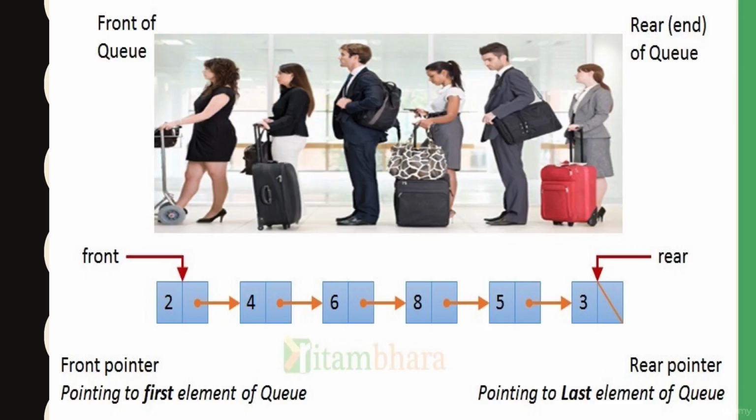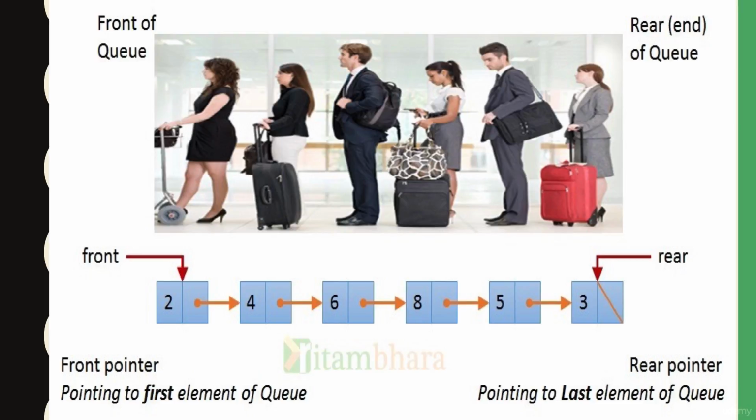So here we have two pointers, front pointer and rear pointer. Front pointer points to the first element of the queue and rear pointer points to the last element of the queue. Whenever the objects are moving, the front and rear pointers move accordingly.